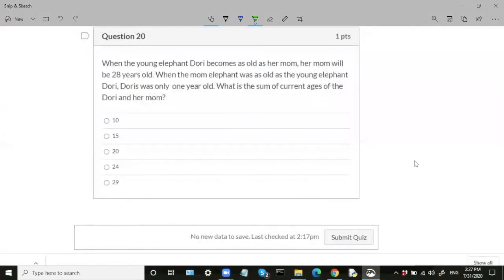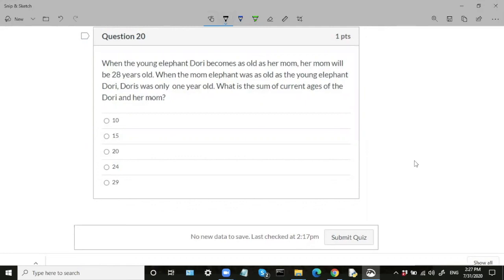Problem 20. When the young elephant Dory becomes as old as her mom, her mom will be 28 years old. When the mom elephant was as old as the young elephant Dory, Dory was only 1 year old. What is the sum of the current ages of Dory and her mom?